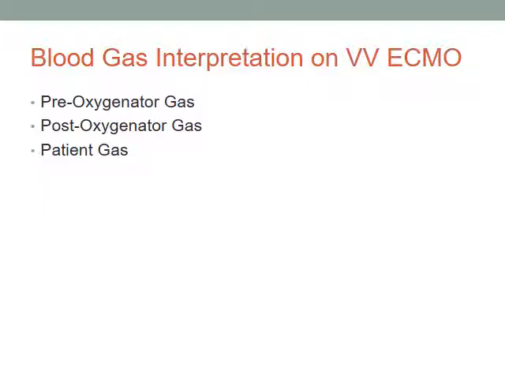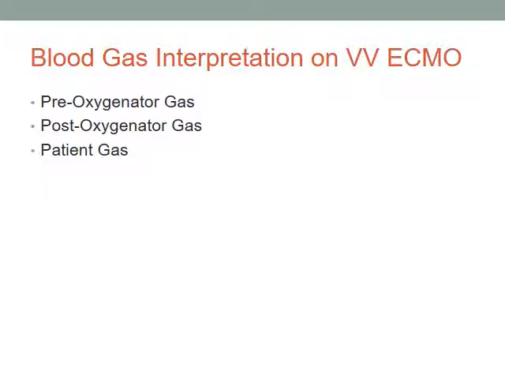And this post-oxygenator gas will change depending on the sweep, the sweep composition, the FiO2, how old the oxygenator is, how much clot is in there, how much blood flow we have going through it, and what the pre-oxygenator gas was. So depending on how good or bad the gas going in is, that will have some effect on the gas, or the blood, coming out.